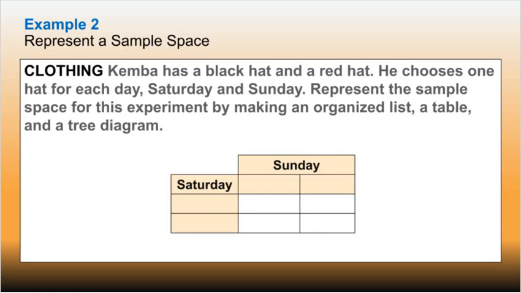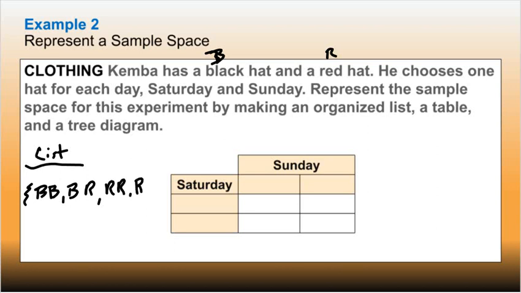So for the list, we'll do the list over here. So a list would be, we'll use B for black and R for red. So you can get a black on a Saturday, black on a Sunday. You could have black Saturday, red Sunday, you could have red Saturday, red Sunday, or you could have red Saturday, black Sunday. So that would be our list.